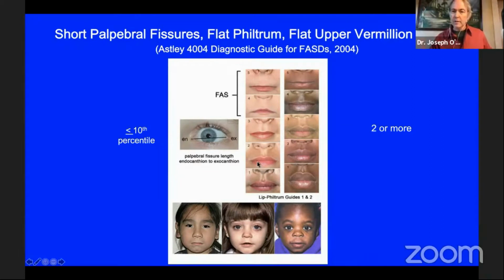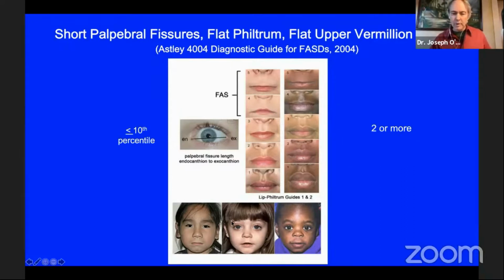And for determining the flat philtrum and the flat upper vermilion, we have these lip philtrum guides. They run from 1 to 5. The low numbers correspond to deep philtra and curved upper lips. And then the higher numbers are the flat to non-existent philtrum and the flat upper vermilion. If you score a 4 or 5 on the chart that qualifies for FAS. And we have one chart for Caucasians, one for African Americans. You have to remember, you have to have 2 or more of these features to qualify for FAS.